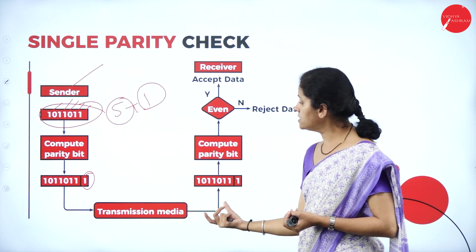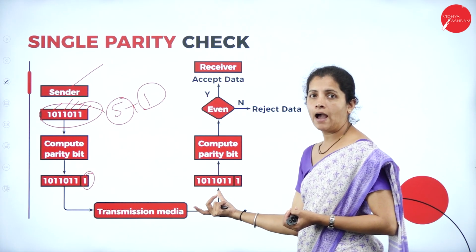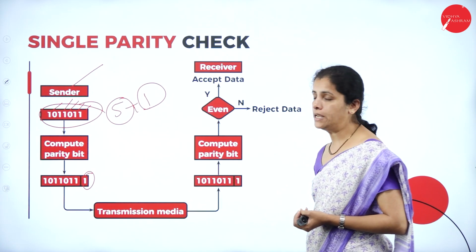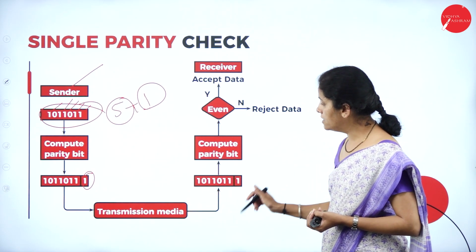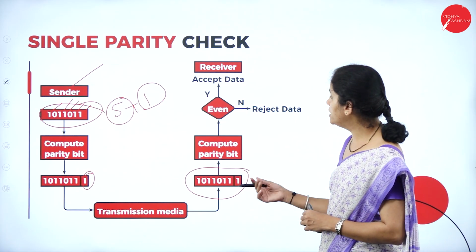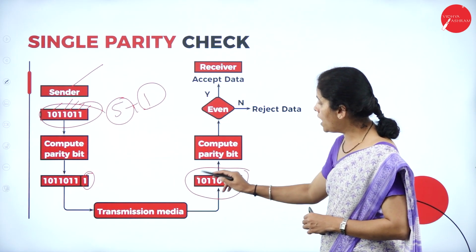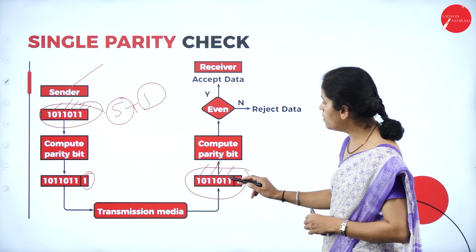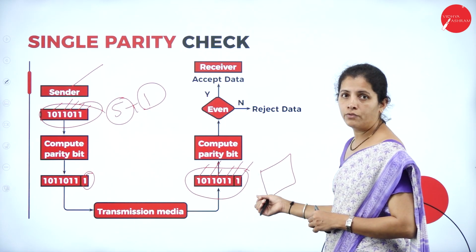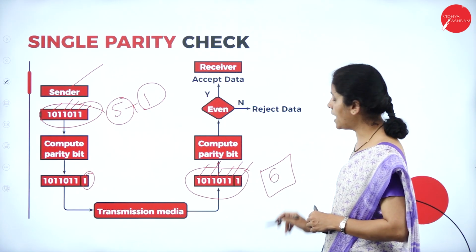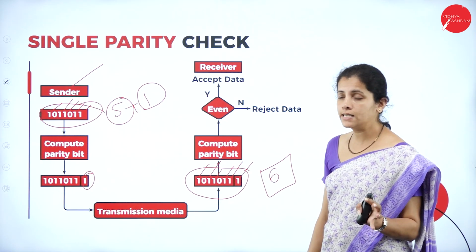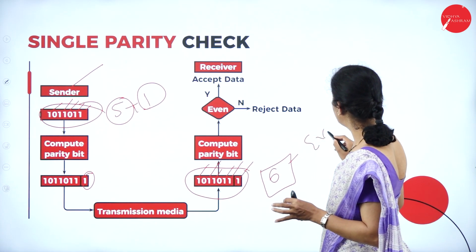media. So what is transmission media? I can have physical or wireless transmission media. And at the receiver side, I'm going to receive the data. Once again, I'm going to compute the parity. 1, 2, 3, 4, 5 and 6. So what is the count of ones here? It is 6. I have 6 ones. 6 is nothing but an even number.